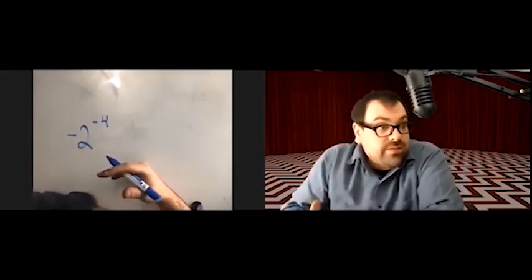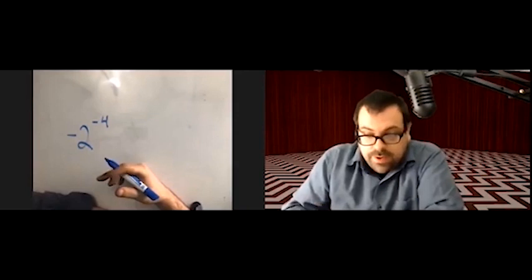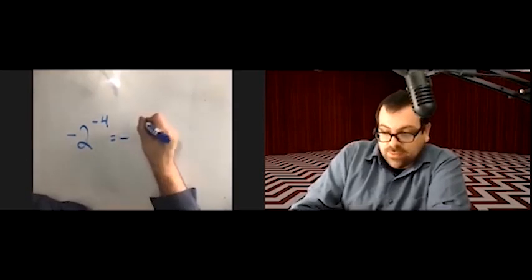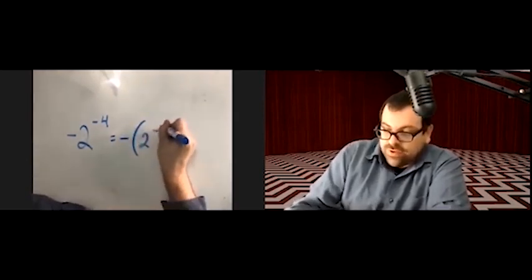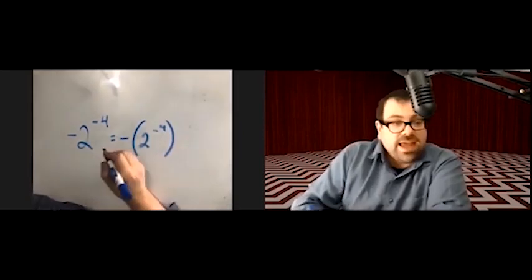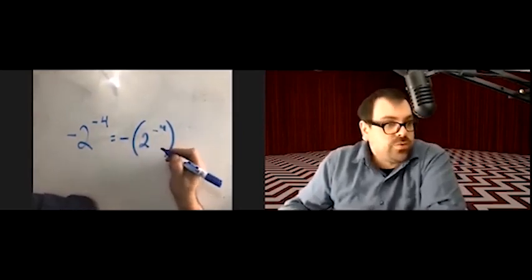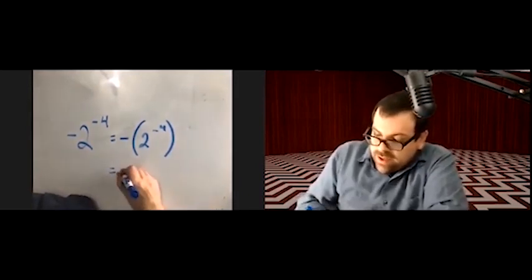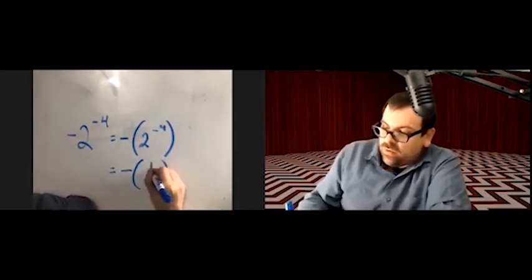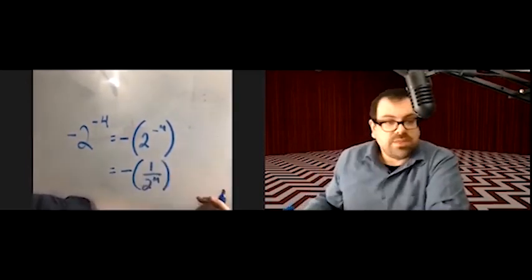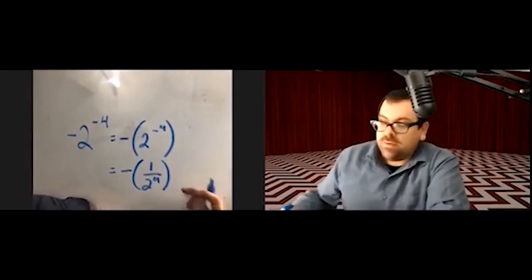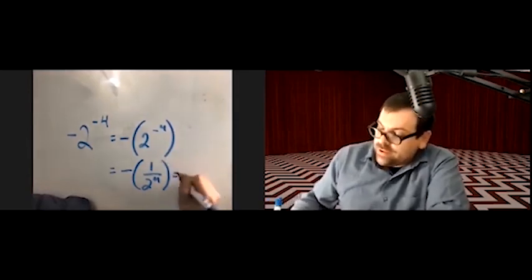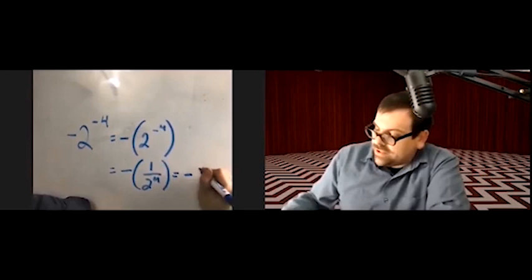So same thing with the negative exponents. This negative not being in parentheses with the 2 is telling us that we want the opposite of 2 to the negative 4th, or negative 1 times 2 to the negative 4, which would be a negative on the outside of 1 over 2 to the positive 4th. Because a negative exponent is 1 over. So this would be negative 1/16.